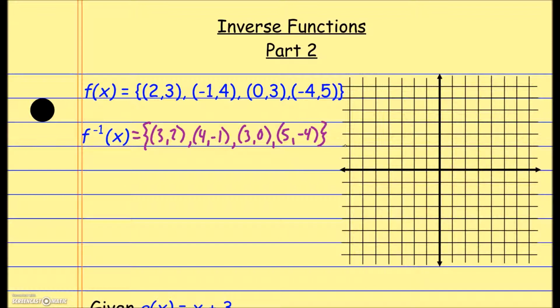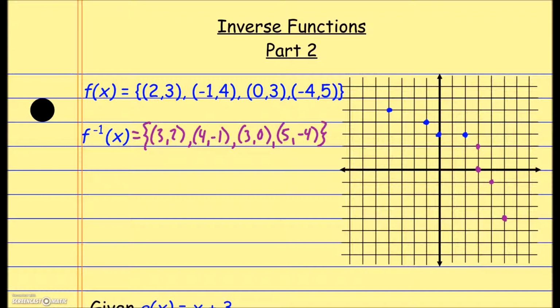Now I'm going to graph each of these. The original function I have in blue, so I'm going to graph that in blue. The inverse I'm going to graph in purple. I just plot each of these ordered pairs. So I've got 2, 3; negative 1, 4; 3, 0; and negative 4, 5, right here. Okay, so this is the original function, graphed here in blue. Now I'm going to graph the inverse in purple, plotting each of these ordered pairs again: 3, 2; 4, negative 1; 3, 0; and 5, negative 4.